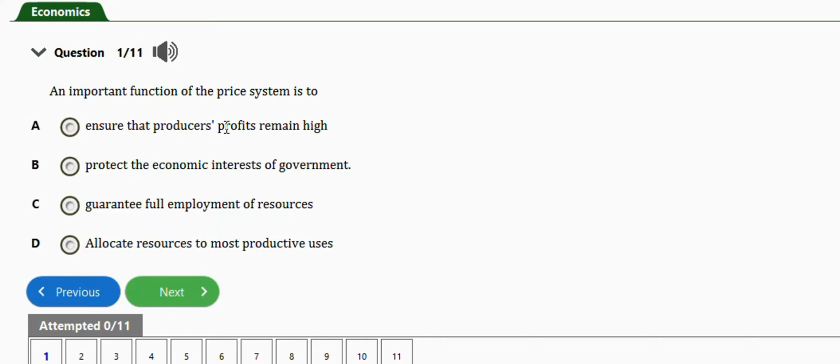The first question says an important function of the price system is to: ensure that producers' profits remain high, protect the economic interest of government, guarantee full employment of resources, or allocate resources to most productive uses. The right answer is that it allocates resources to most productive uses.